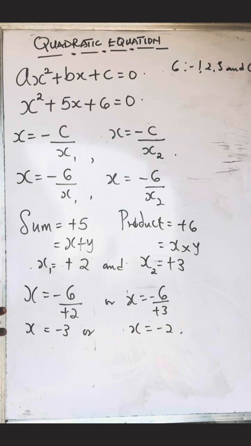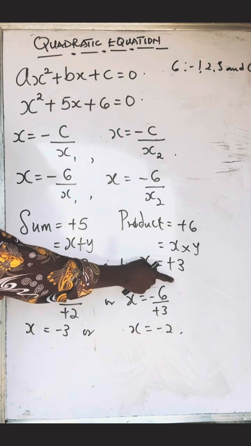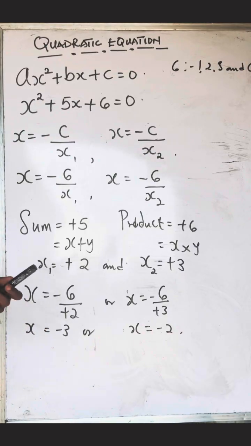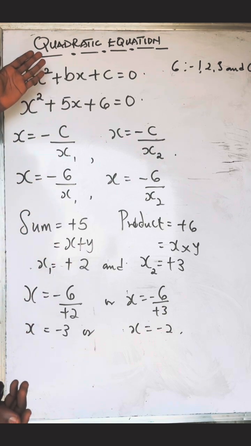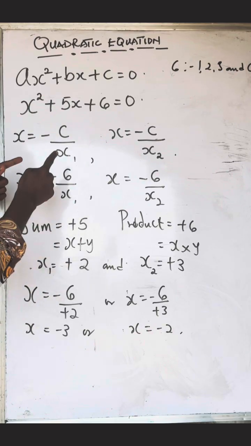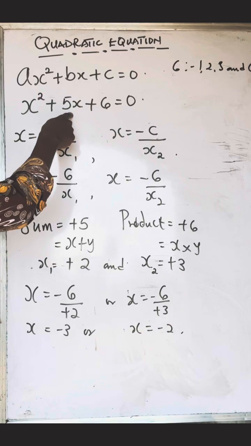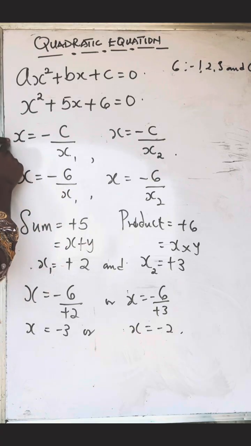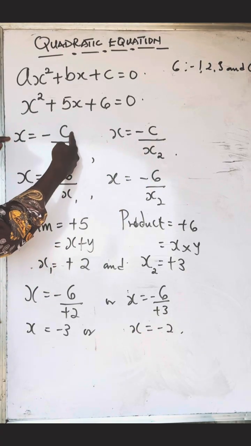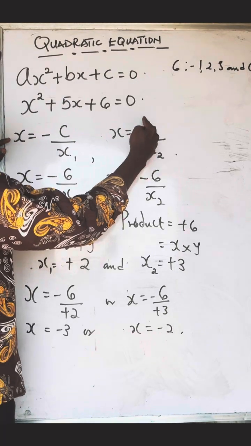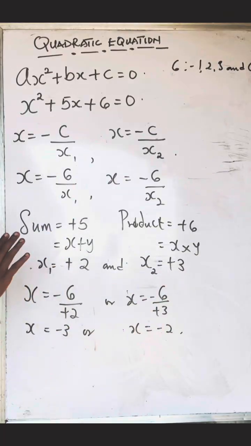Very easy. The only thing you have to do is get the two values. After getting the two values, just substitute and you get your answer. You can see in just 2-3 steps, I've gotten my answer. There are no big stuff here. The only thing I needed to do is get two numbers in such a way that if you add, you get the coefficient of x, and if you multiply, you get the constant. Once you have gotten the two numbers, come back to this formula: x is minus the constant over the first value, or x is minus the constant again over the second value, and you have gotten your answer.